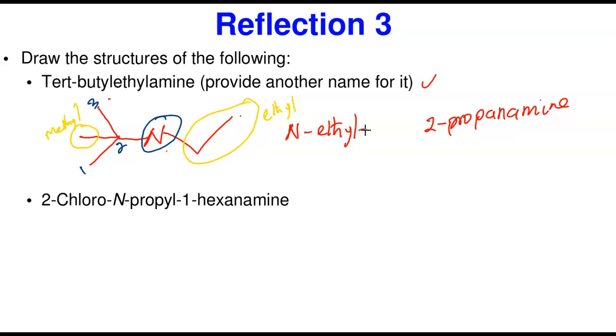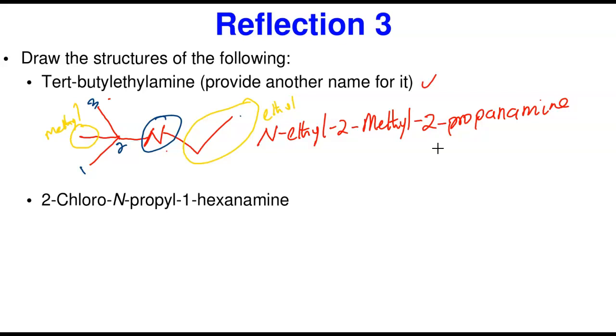N-ethyl. That's what we have here. And then methyl is located in carbon number 2, so it's going to be 2-methyl. Not enough space, so I'm going to give myself more room. So I'm going to say N-ethyl, 2-methyl, 2-propanamine. That is how we name that one.